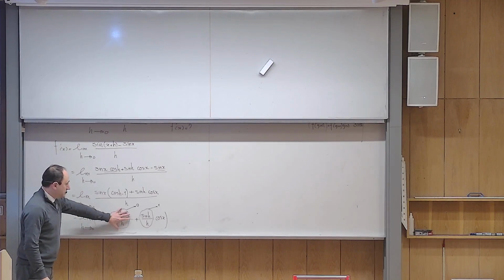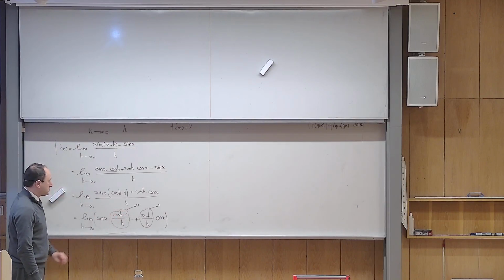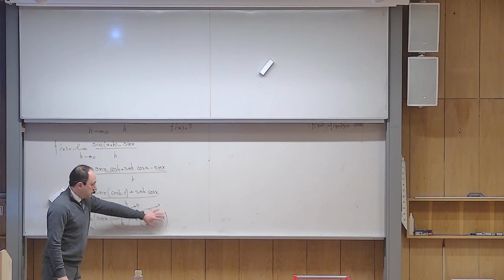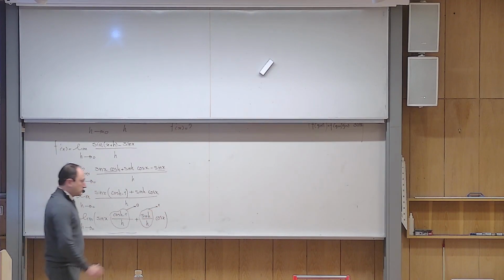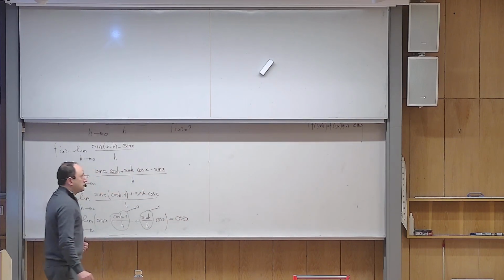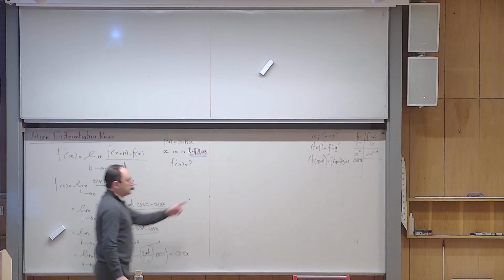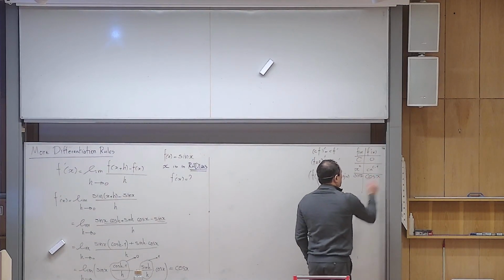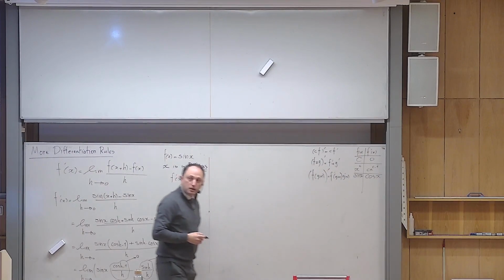If this limit is 0, 0 multiplied by sine x is 0. If this limit is 1, 1 times cosine x is cosine x. So the answer that you will get is cosine x. That is interesting, you see. The derivative of sine x is cosine x. So this is something that you just learned.